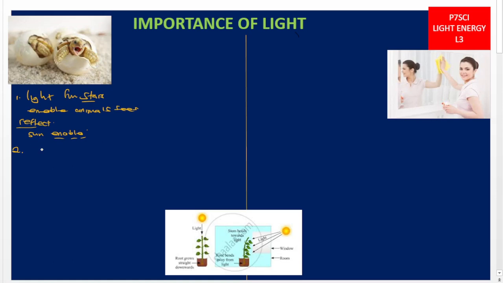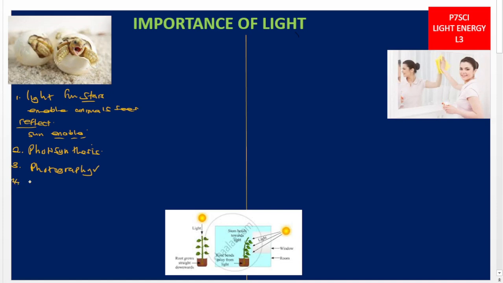Number 2, plants use light from the sun to carry out photosynthesis to make their food. So plants make use of light energy from the sun to make their food. We see light being used in photography, as we are taking the snaps, the pictures, the photo shoot. Those cameras do use light, that is photography, so light is used there.